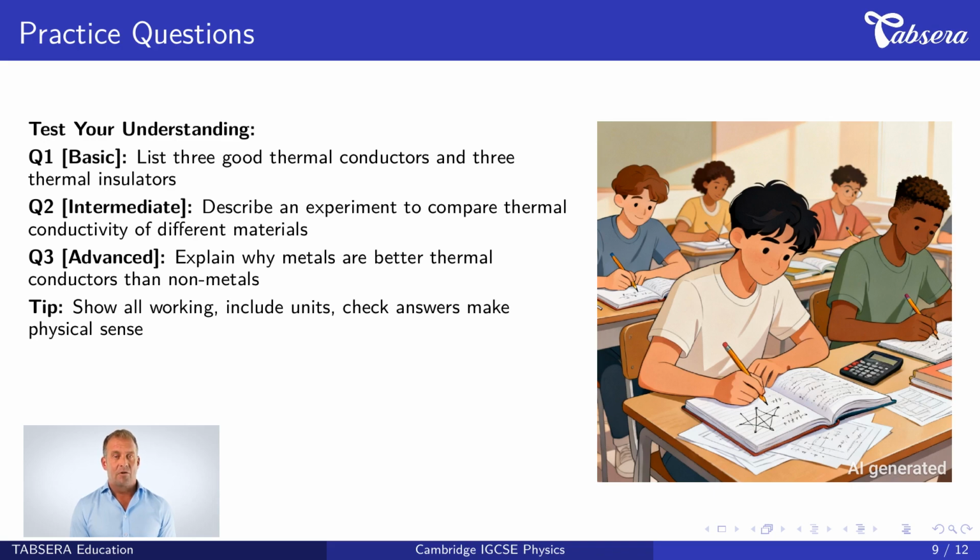Question 2 is intermediate level. It states, describe an experiment to compare thermal conductivity of different materials. This requires you to apply the experimental methods we've learned, including apparatus, procedure, variables, and safety considerations. Question 3 is advanced level. The question is, explain why metals are better thermal conductors than non-metals. This tests your understanding of particle theory and electron behavior in different materials. For all questions, remember to show your working clearly, include appropriate units where relevant, and check your answers make physical sense. Write your answers now before looking at the solutions on the next slide.